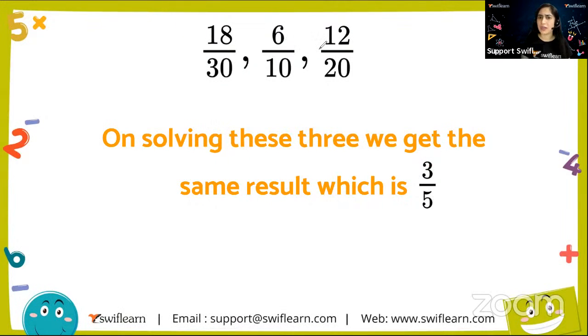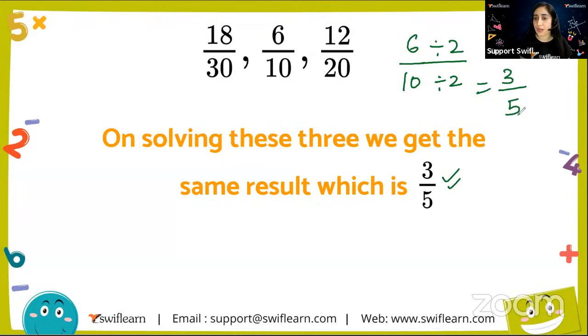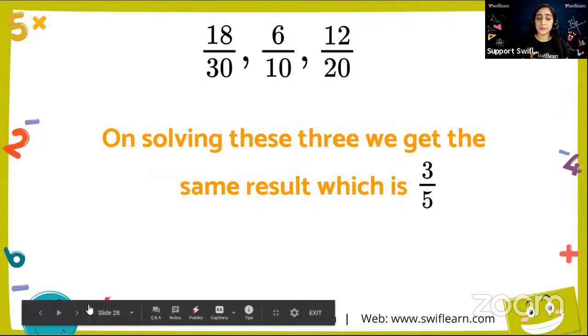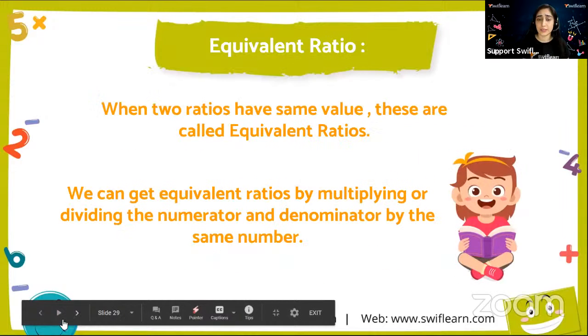The result is 3 by 5. How is it 3 by 5? We did 6 by 10, but this was not the lowest form. I still know I have a number in common, the table of 2. So by solving this, I get 3 by 5. Now this is the smallest term, right? So by solving these fractions, I get the same result.